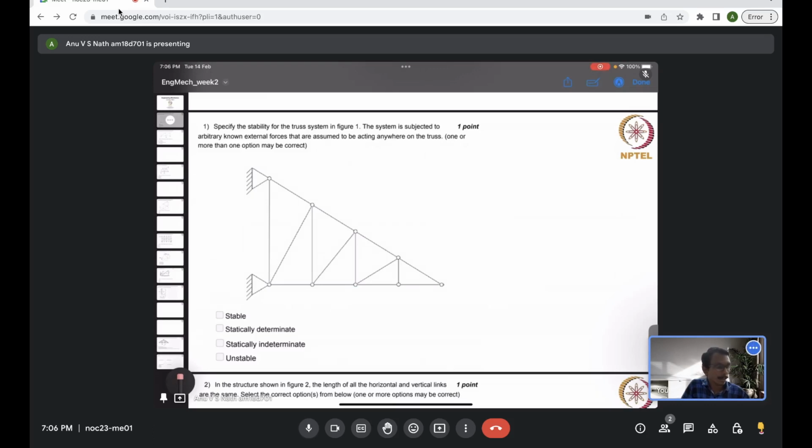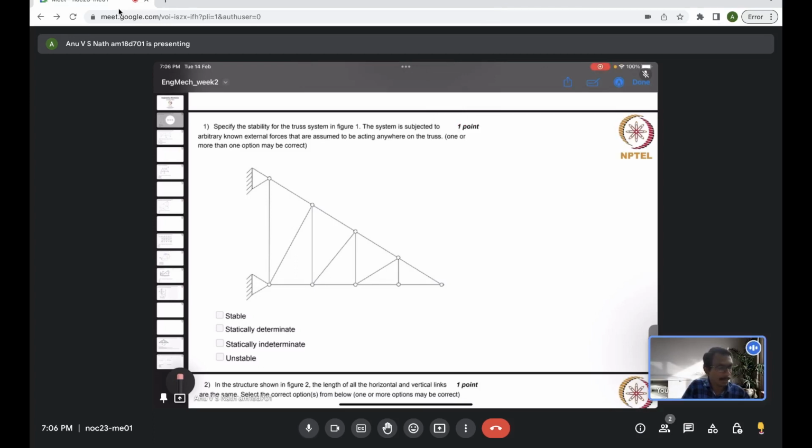Here is the first question. Specify the stability for the truss system in figure 1. The system is subjected to arbitrary non-external forces that are assumed to be acting anywhere on the truss. Notice that it's an MSQ, so one or more options may be correct. Just find it, that's all.